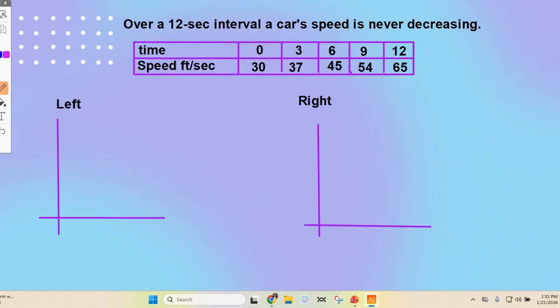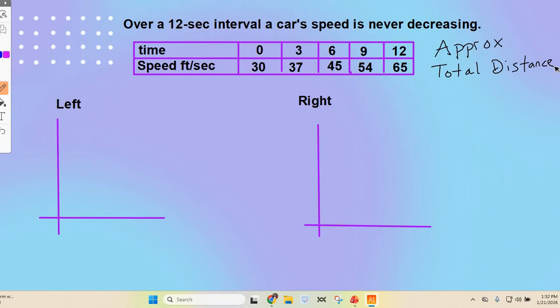Alright. So it says over a 12-second interval, a car's speed is never decreasing. And we are given the speed for the following. Okay? We are going to approximate total distance. Okay. And we're going to use a left and a right Riemann sum.